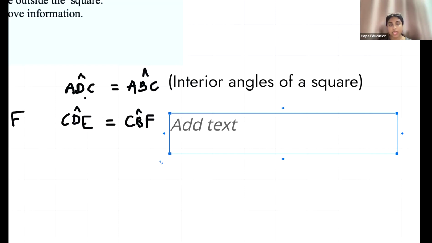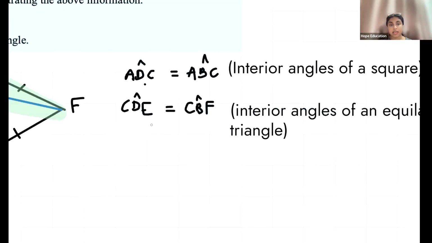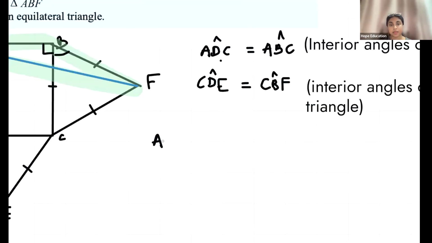So, ADC plus CDE equals ABC plus CBF. Okay. Then ADC plus CDE. So ADC is here, CDE is here.